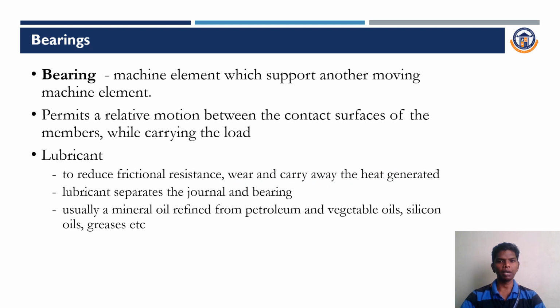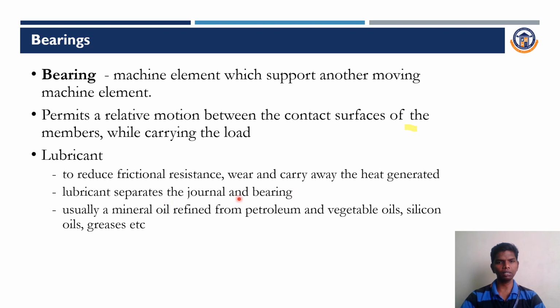And next, bearing. So this is another important component of any moving element. So what does bearing mean? A machine element which supports another moving machine element, permits a relative motion between the contact surfaces of the members while carrying the load. Lubricant is used to reduce frictional resistance and wear and to carry away the heat generated.